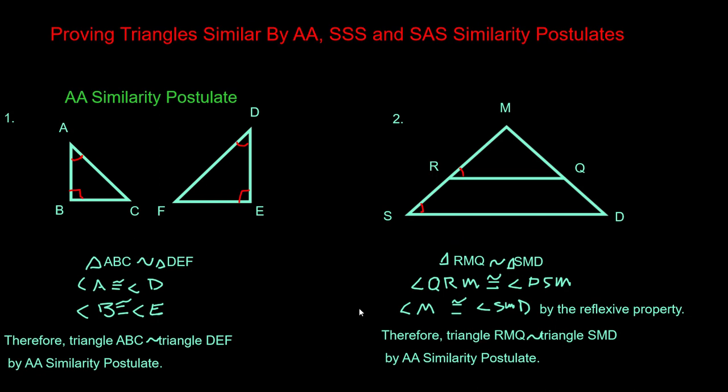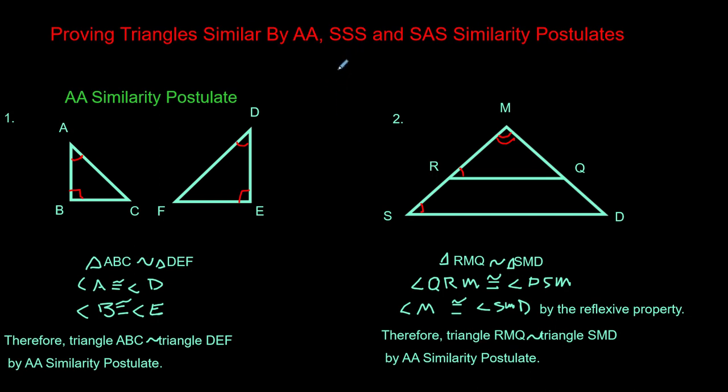So by the reflexive property, angle M is congruent to itself. And we're just calling it different names here, angle M and angle SMD, to identify that there are two different angles here, one angle from one triangle and the other angle from the other triangle. So since these two angles are congruent and this angle by the reflexive property is congruent to itself, triangle RMQ is similar to triangle SMD by angle-angle similarity postulate.